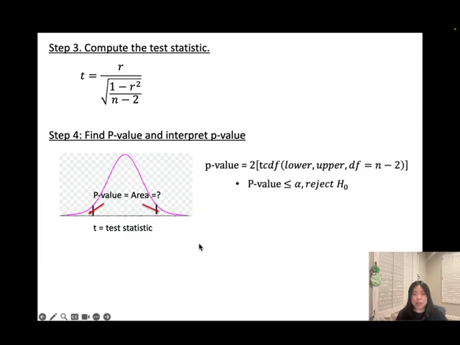After you find the p-value, you're going to compare it with your significance level. When it's less than or equal to, you're going to reject. Strictly greater than, that will be fail to reject.